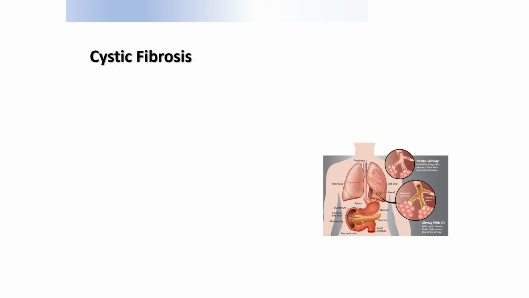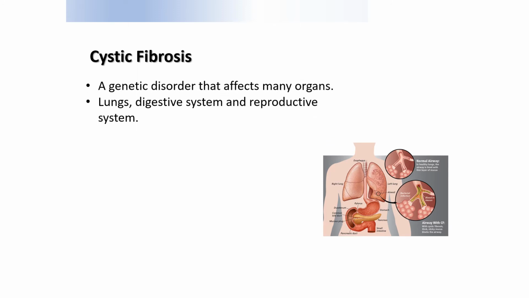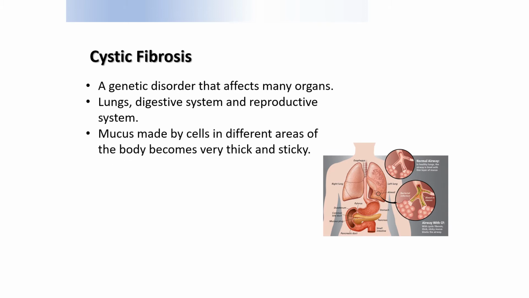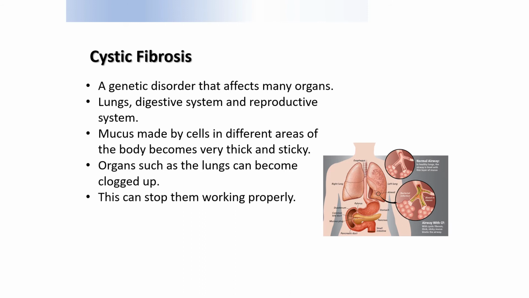Cystic fibrosis. This is a genetic disorder that affects many organs. It mainly affects our lungs, digestive system, reproductive system. When mucus made by cells in different areas of our body becomes very thick and sticky, because of that thick and sticky mucus, different organs, for example the lungs, can become clogged up, and therefore this can stop our different organs from working properly.